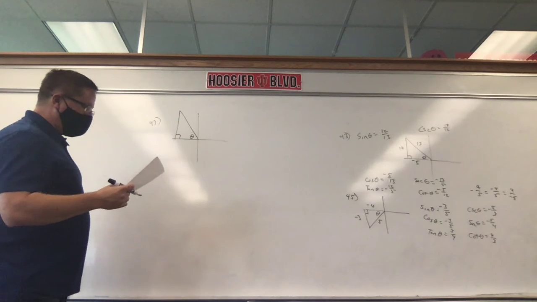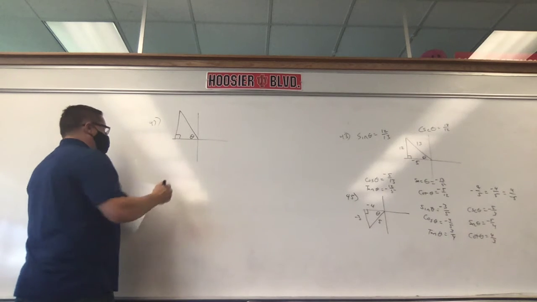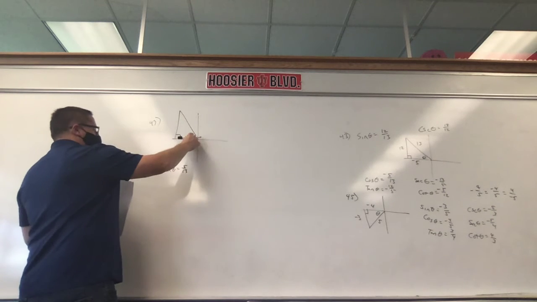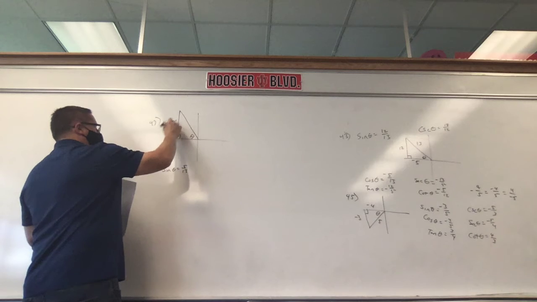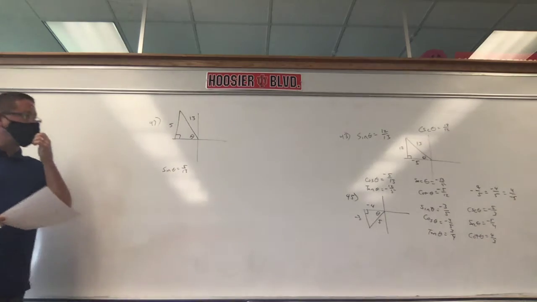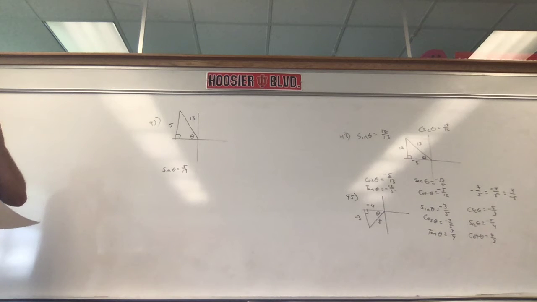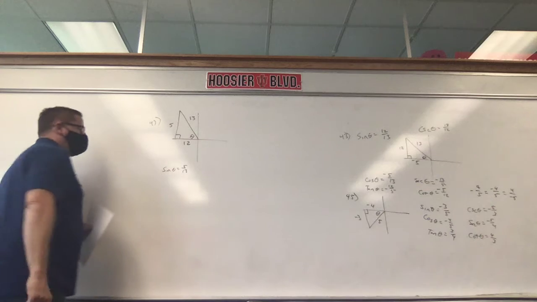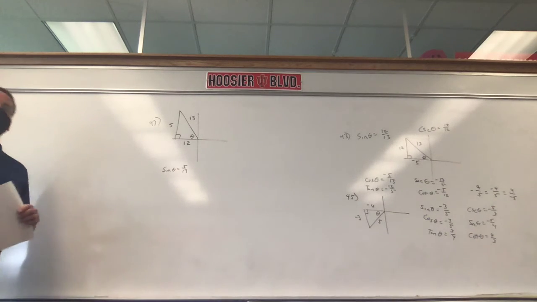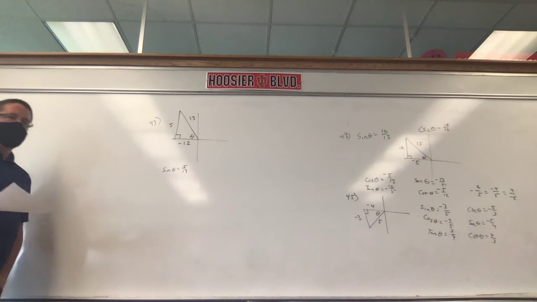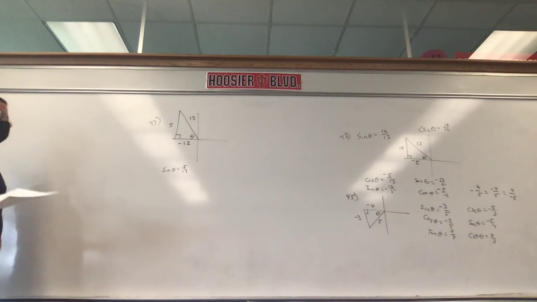And they're telling us sine is 5/13. Sine is opposite over hypotenuse, so 5 is opposite and 13 is hypotenuse. This already came up a couple problems back. The other leg's distance is 12, but since it's to the left, it's got to be negative 12. 5 is still positive because it's up.